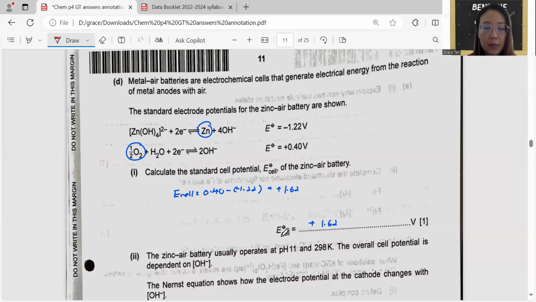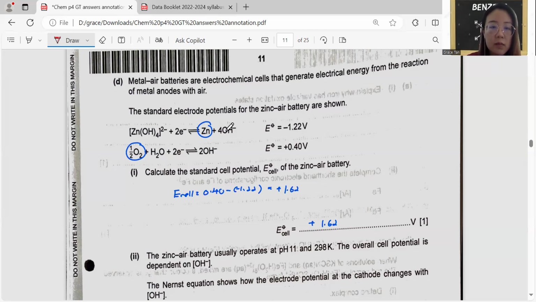Metal air batteries are electrochemical cells that generate electrical energy from the reaction of a metal anode with air. Standard potentials for the zinc air battery are shown. Calculate the standard cell potential. You wanted zinc air. My usual practice is to align from most positive to least positive. But because there are only 2 half cells here, I think I still can do it. If we are given many E values, then I will spend a little bit of time in the exam to rearrange from most positive to least positive.